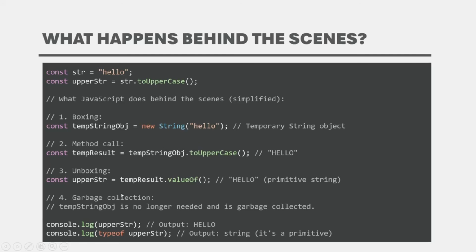And after that, after we have received the desired result from the toUpperCase method, this temp string object variable and this temp result variable are not being used anywhere. So at a later point of time, this object will be garbage collected by the garbage collector. It will be removed from the memory. And this is how we are able to call a string method on primitive string values. I hope this is clear.